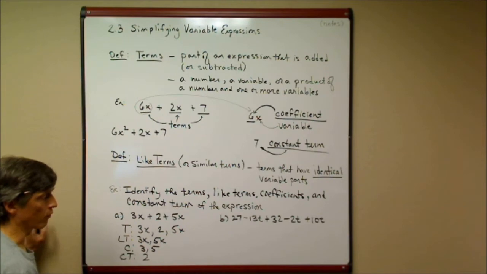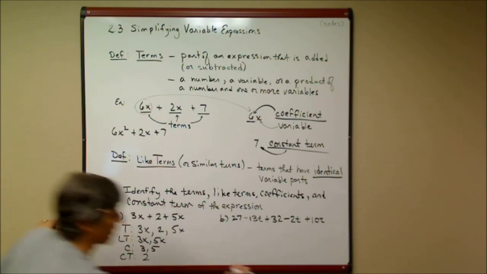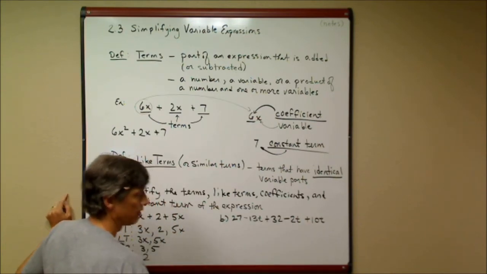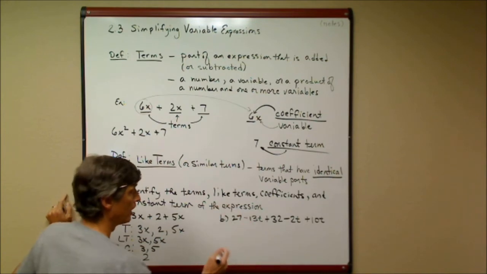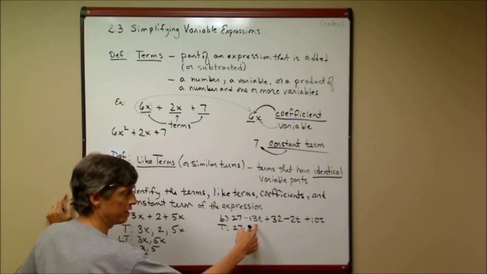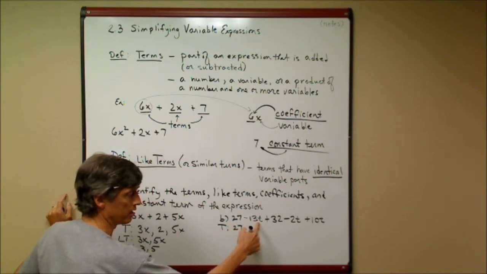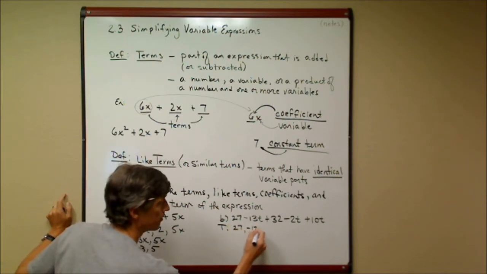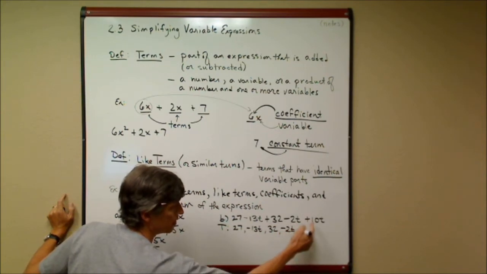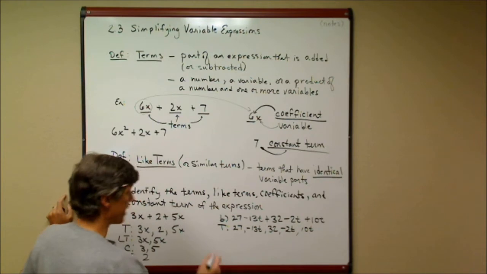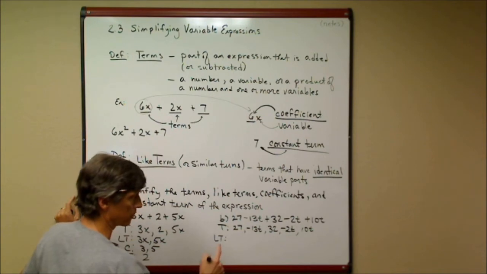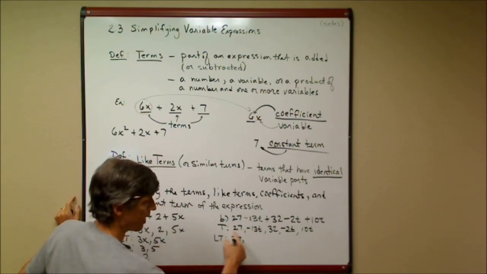Now, it's a little bit trickier over here because I have 5 terms in this expression. 1, 2, 3, 4, 5. And this expression has some subtraction signs. Remember, subtraction is the same as adding the opposite. So when I go to list the terms here, I'm going to list 27. I'm not going to list 13t. I'm going to list negative 13t since subtraction is like adding the opposite. 32, negative 2t, 10t. Now, my like terms, I have two sets of like terms. I have the constant terms that are like, that's the 27 and the 32.